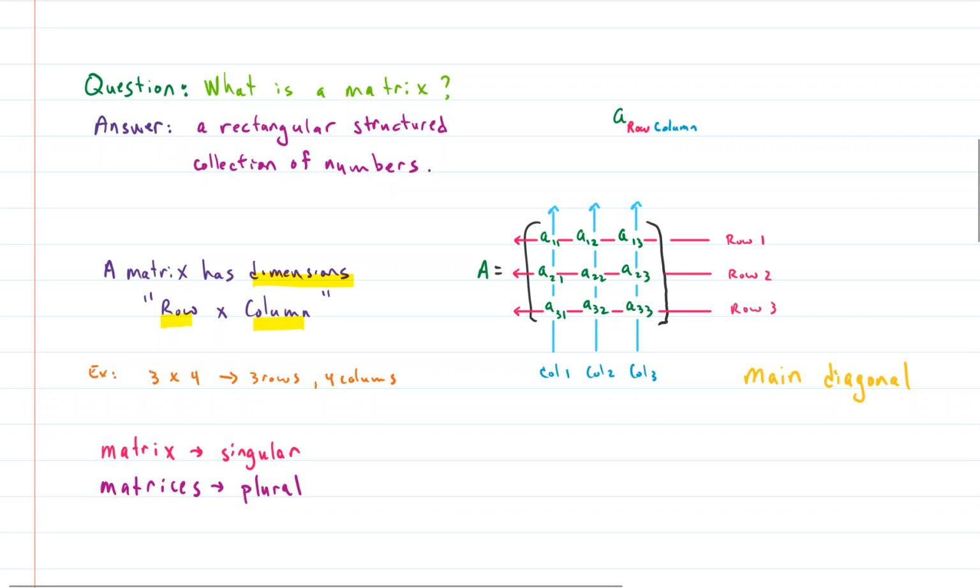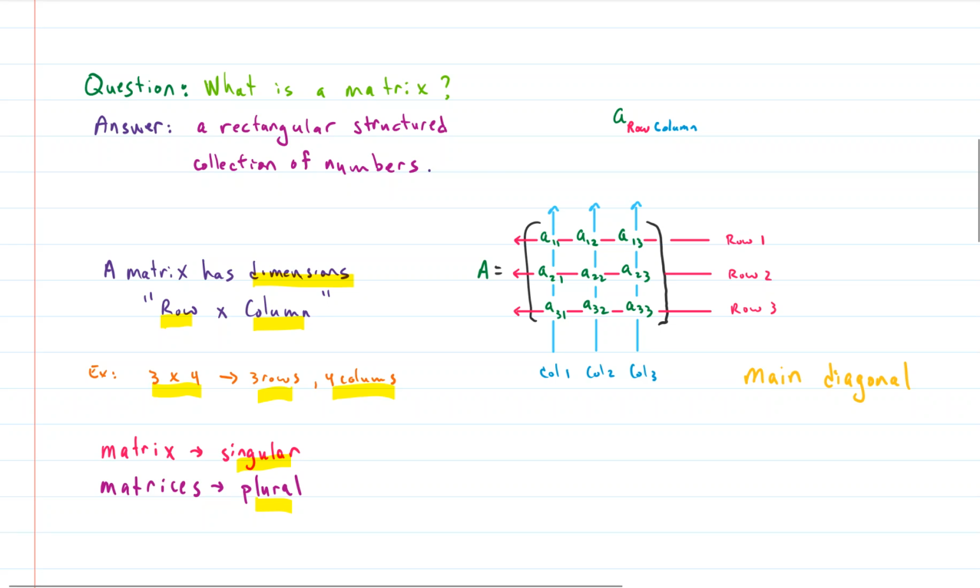So for example, if you have a 3 by 4, that little X in the middle just means by. So you have a 3 by 4 matrix. That means you have 3 rows and 4 columns. So matrix is the singular version of the word, and matrices is the plural version of the word.